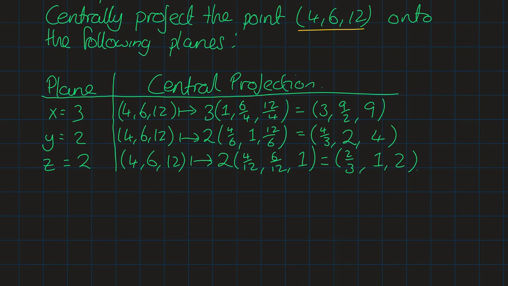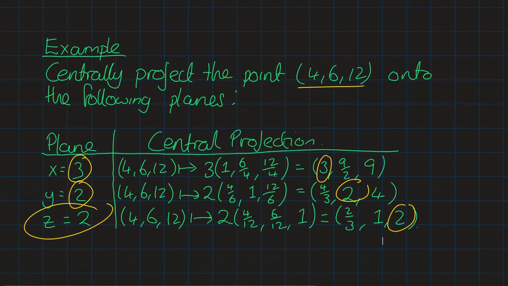Okay, so here are your answers. One quick sanity check you can apply when you're doing these sort of questions is, if the question says project onto the x equals 3 plane, then the x coordinate better be 3. If it says y equals 2, then the y coordinate better be 2. And if it says z equals 2, then the z coordinate better be 2. If this isn't true, then you've gone wrong somewhere. So that's the end of this example, and that's the end of this video.